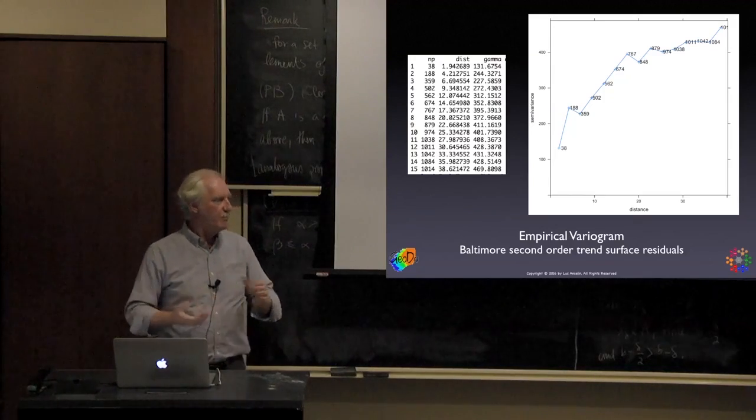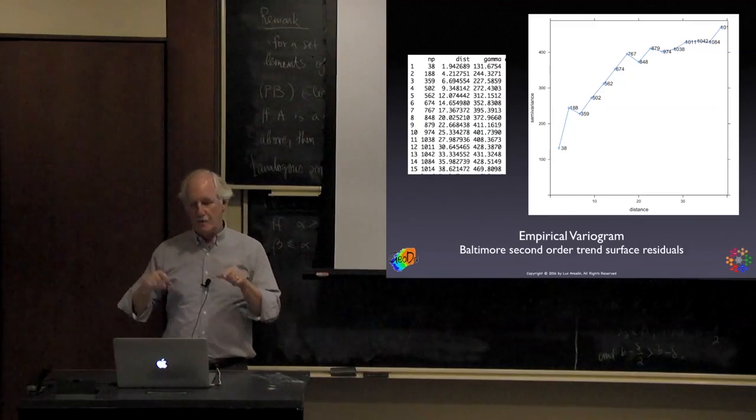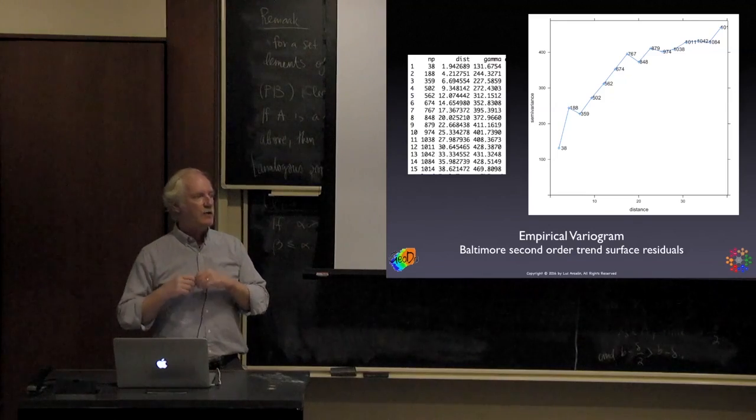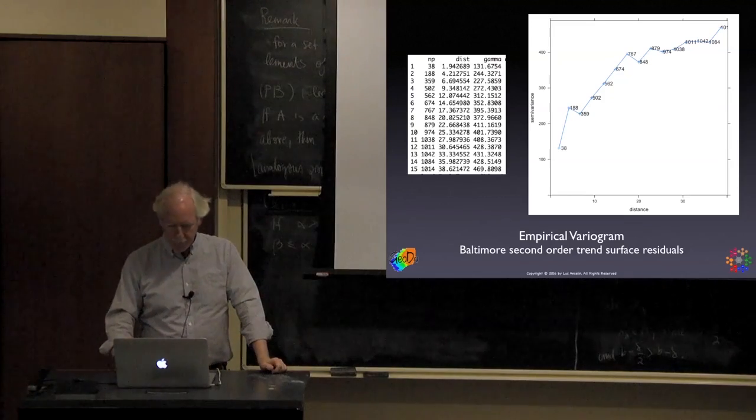Empirical because it's estimated from the data. It's not a model. Next, and in a few minutes, we'll move to the variogram model, which is an actual equation that we fit to the data points.